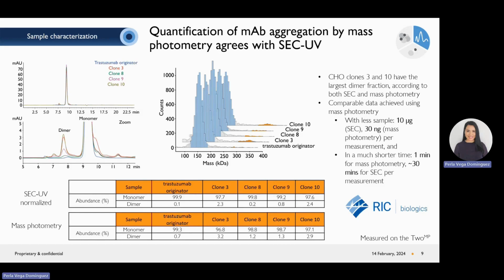But it's definitely worth highlighting that these mass photometry measurements required only 30 nanograms and took around 1 minute, whereas the CQV measurements were done with 10 micrograms and took around 30 minutes. In summary, mass photometry generates information on antibody aggregation comparable with other analytical techniques that are industry standard, but much quicker.